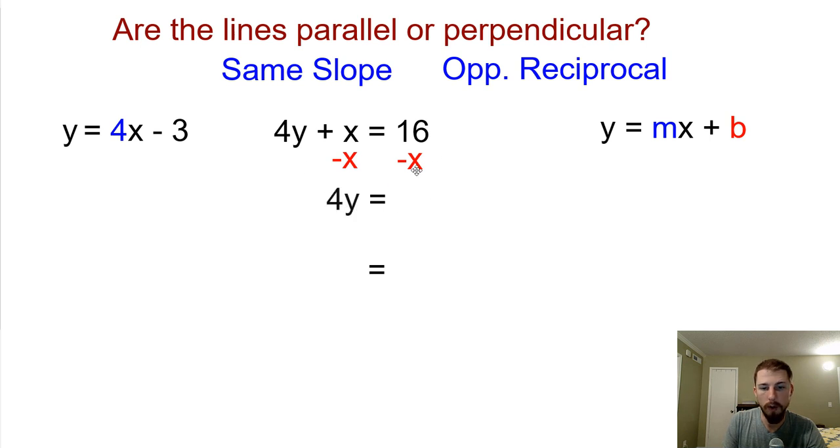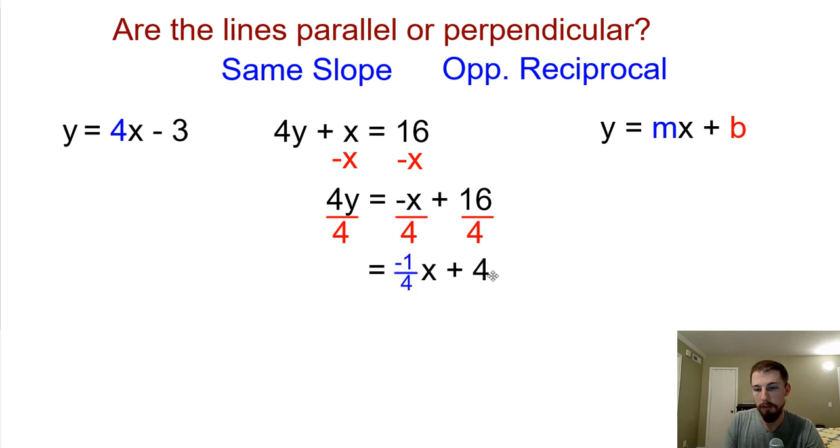So I'm left with 4y is equal to negative x plus 16, because the positive stays with the 16, and the negative stays with the x. Then I don't want to know 4y, I want to know 1y, so I divide everything by 4, which leaves me with negative 1/4 x plus positive 4. So now that I have the y by itself, whatever is in front of the x has to be my slope, right? So here I have a slope of 4, now I have a slope of negative 1/4.